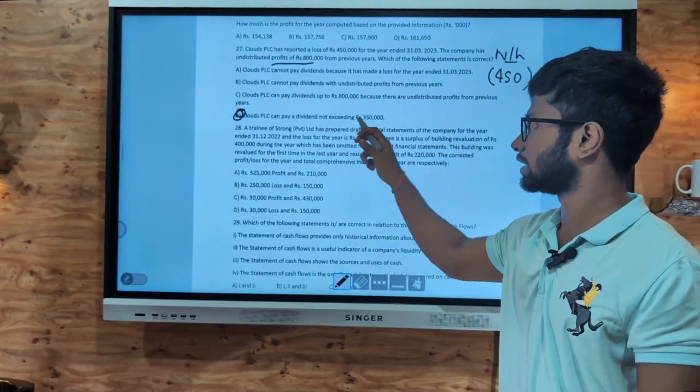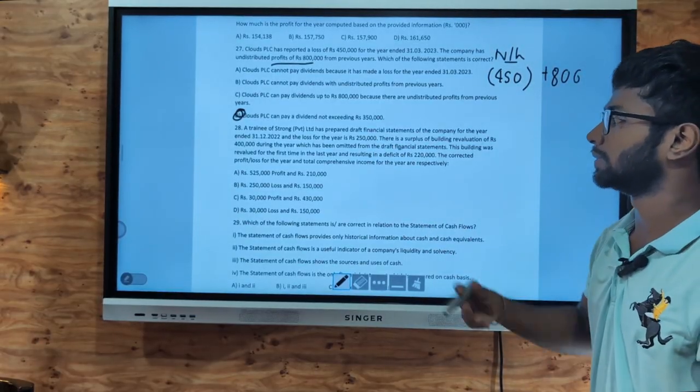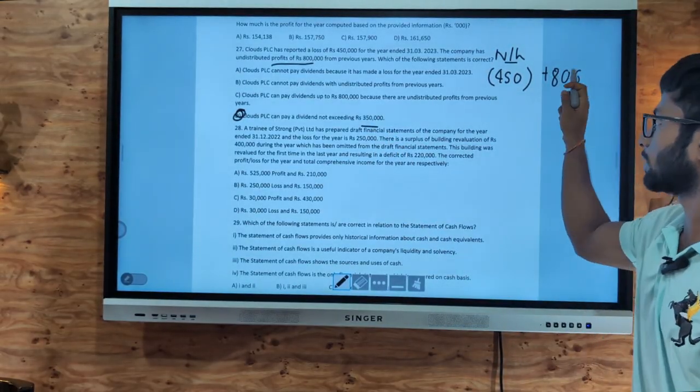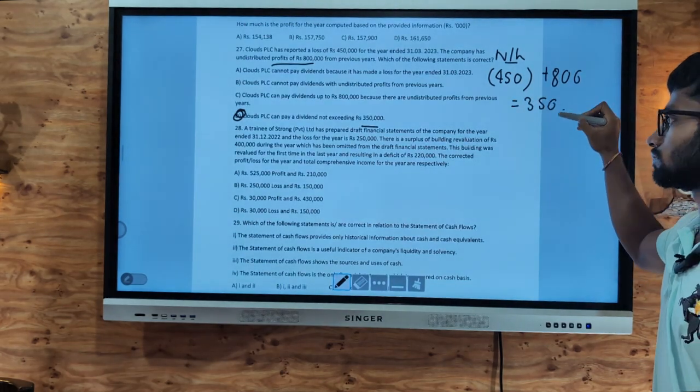Can pay dividend not exceeding 350. That is true. No, the minimum you can pay is this amount, because from 800 you have to set off the loss of 450. Then you get 350.